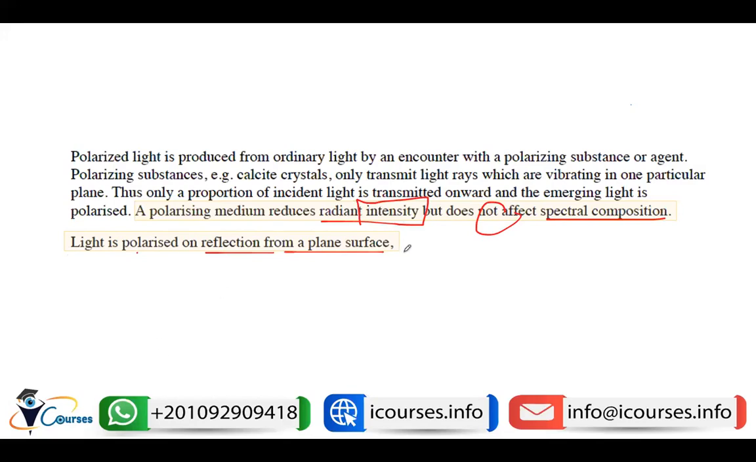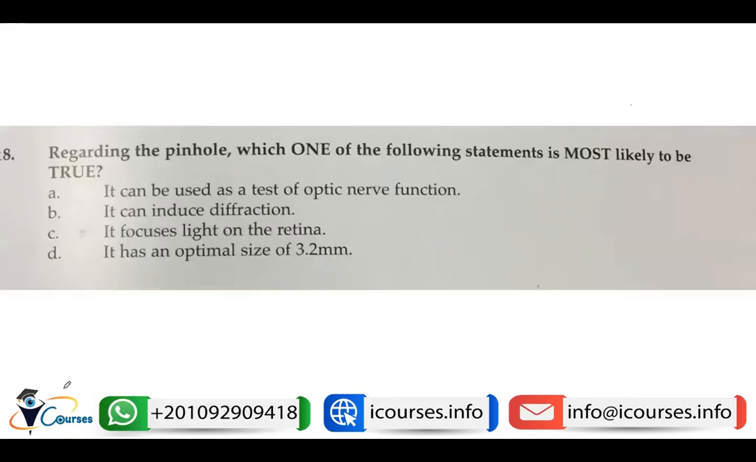So it doesn't affect the spectral composition, and it will decrease the intensity of light rather than increasing the brightness. And also it is not a part of contrast assessment functions. As you can see here, the light is polarized on reflection from a plane surface. Okay, so this is straightforward from the book. Let's move to the next question.